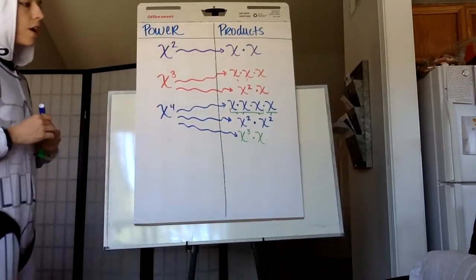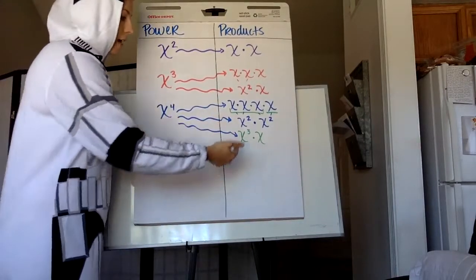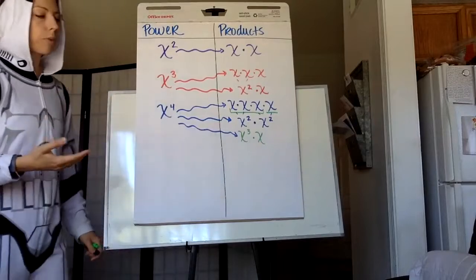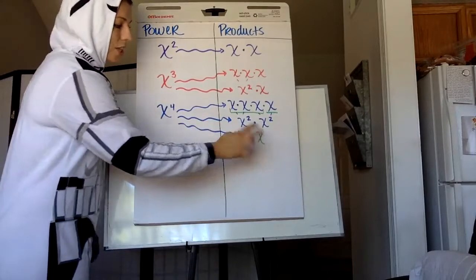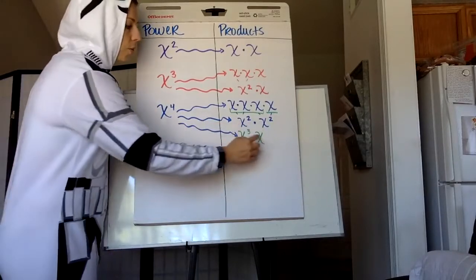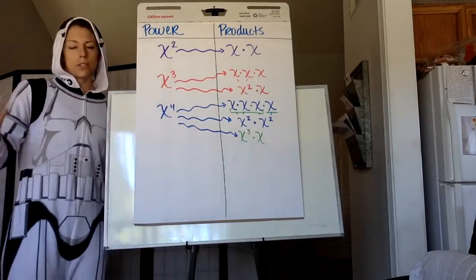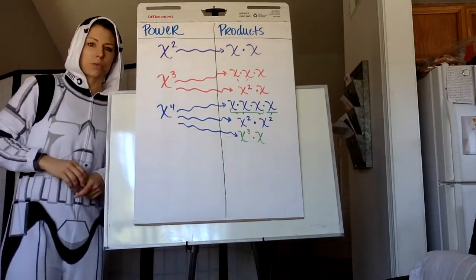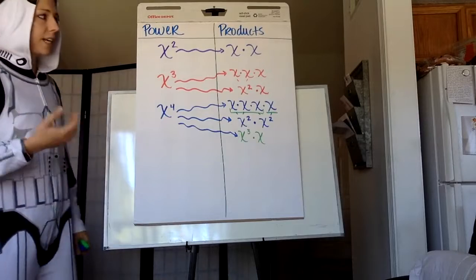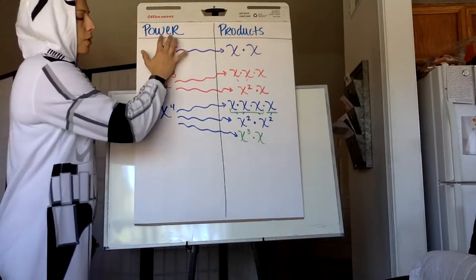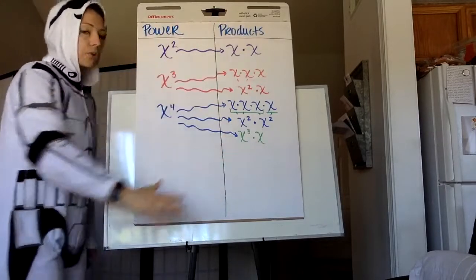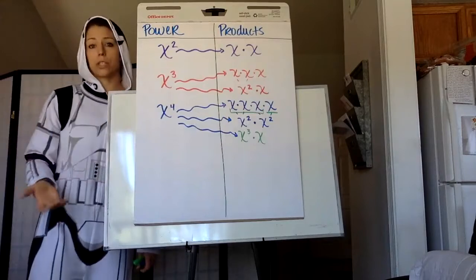Now, you might say, well, what about x times x to the 3rd power? That's a 4th way. Well, in multiplication, the order doesn't really matter. So x times x to the 3rd is the same thing as x to the 3rd times x. So in that case, that's really just the same exact way. But the idea here is that when you have a power, there's actually more ways to write it as a product than you originally thought.